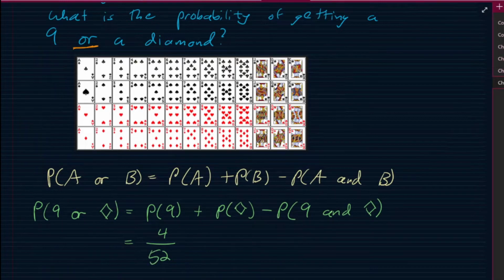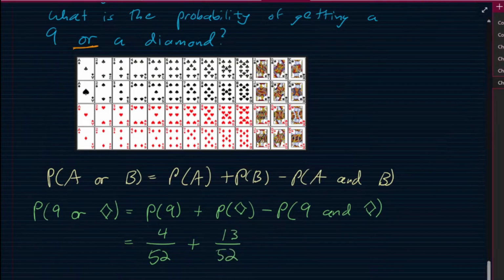We also find the probability of getting a diamond. What's the probability of getting a diamond? Remember, favorable over total. If we're drawing one card, how many outcomes are favorable to us getting a diamond? Well, if you count that bottom row, that's the diamonds, there's 13 of them. That's our numerator. Out of the same total, 52 cards.